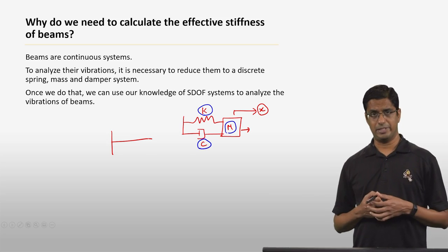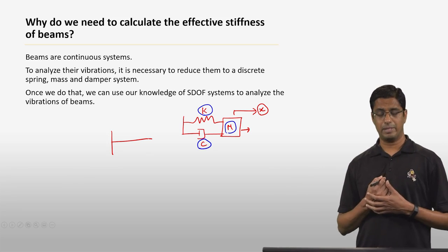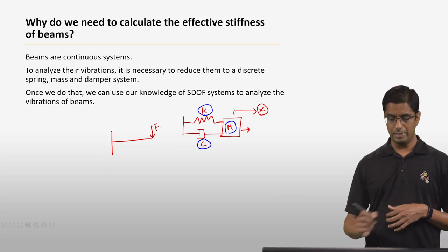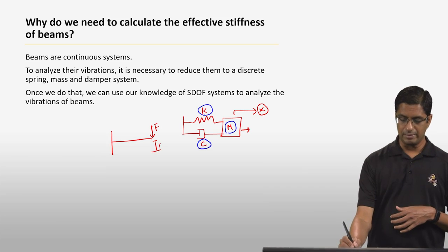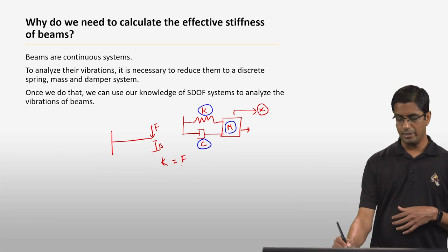What do you mean by the stiffness of a beam? You can say stiffness is some force divided by some displacement. If I apply a force here at the tip of the beam, it displaces by some delta. Now I can say that this K of this beam is F over delta.